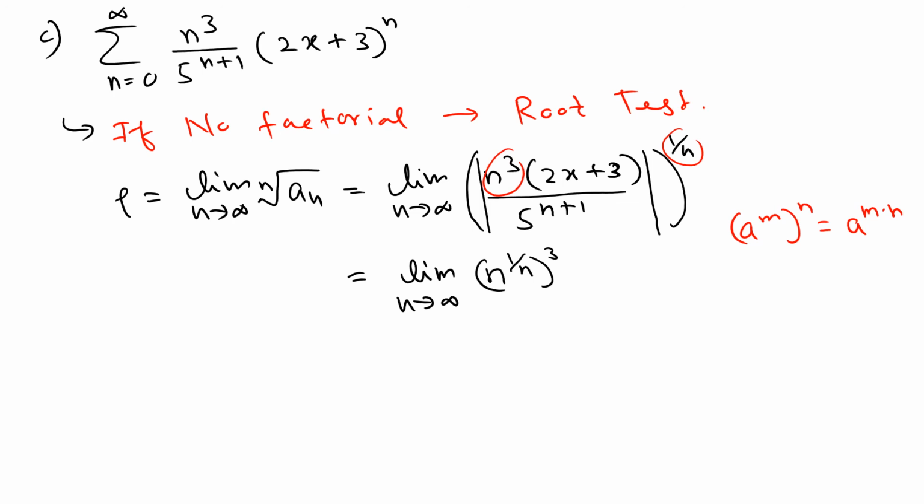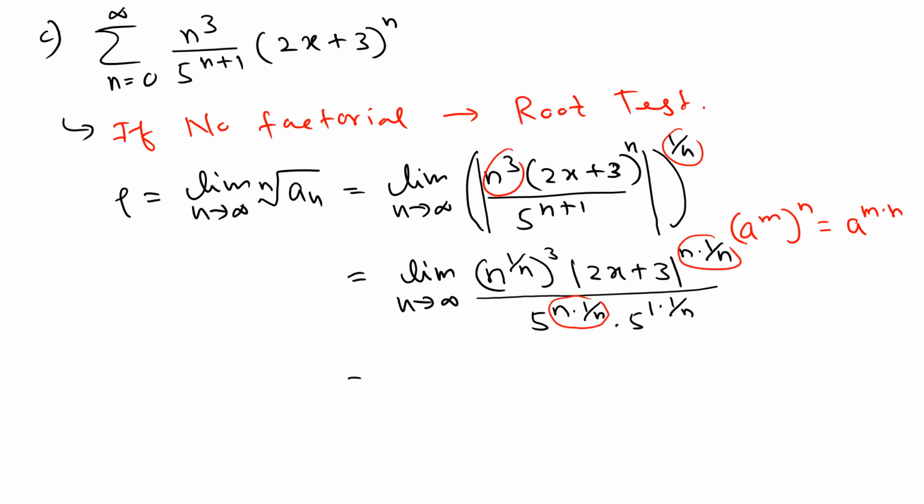Good. And then, actually, we forgot the n here. That's the n term. And then we have 2x plus 3 to the 1 over n, and you can see the powers get cancelled. In the bottom, you have 5 to the 1 over n times n plus 1 to the 1 over n. So that's what happened. Now you can see that many of the terms get cancelled here.